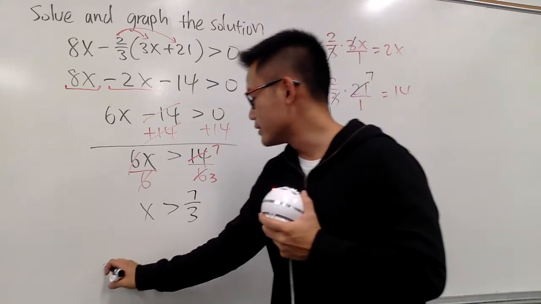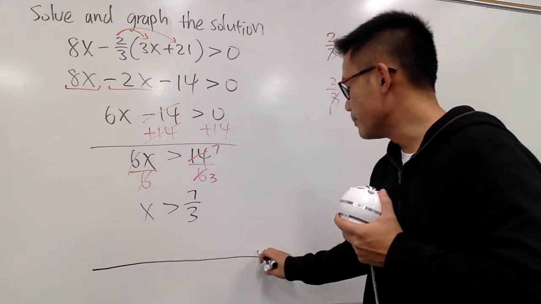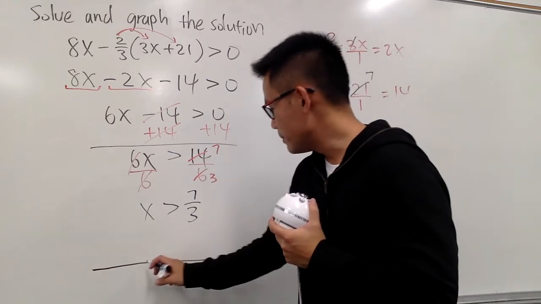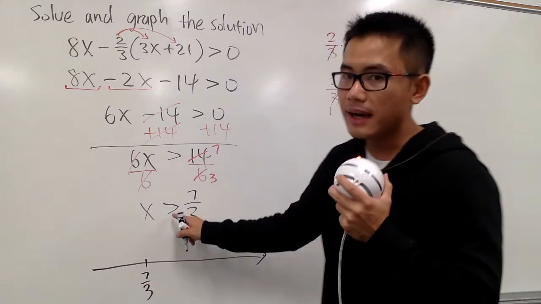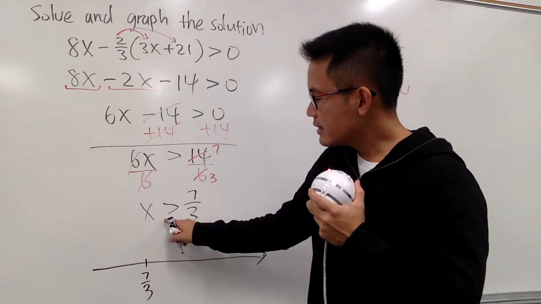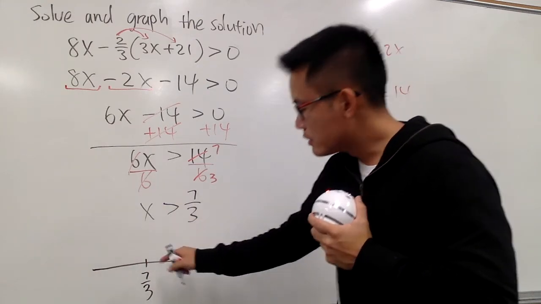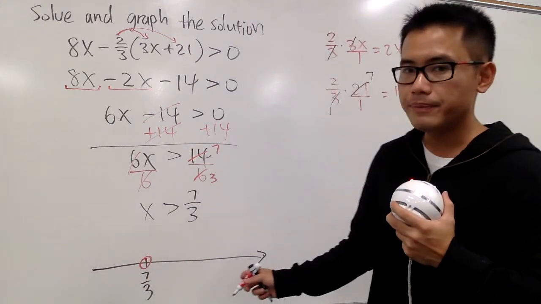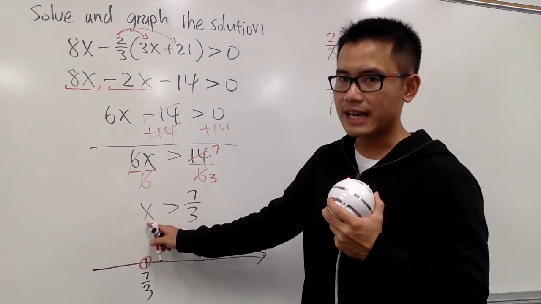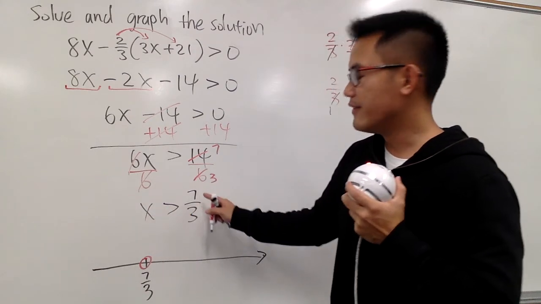And of course, to come up with the graph, you first draw the number line, and you can just mark maybe somewhere here. Let's say this is 7 over 3, and because this is only a greater than, it doesn't have the equal sign down here. So we will just be using an open circle at this number, 7 over 3. We have x on the left hand side. X is greater than 7 over 3.